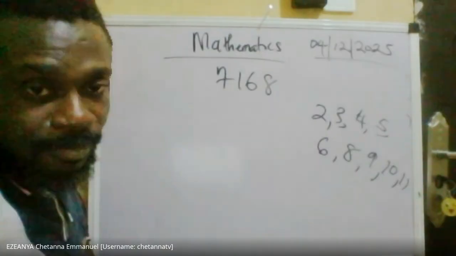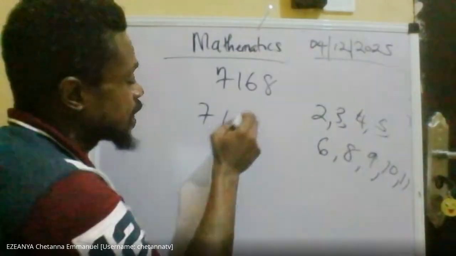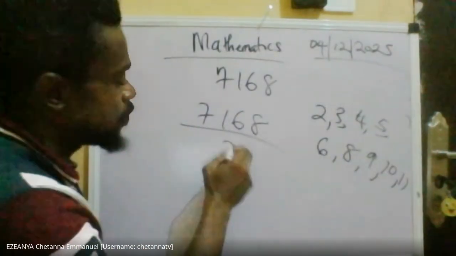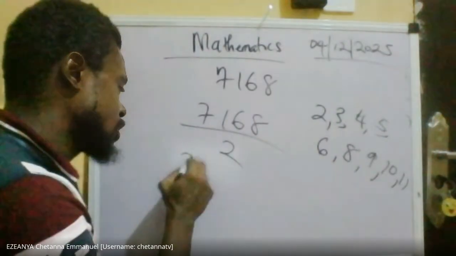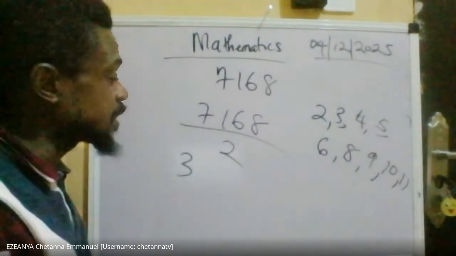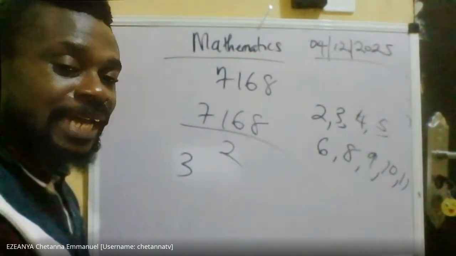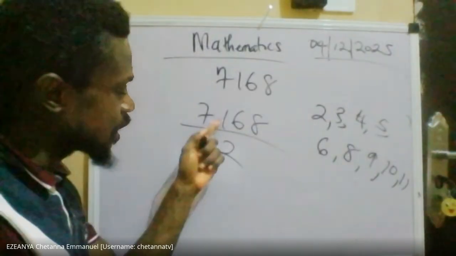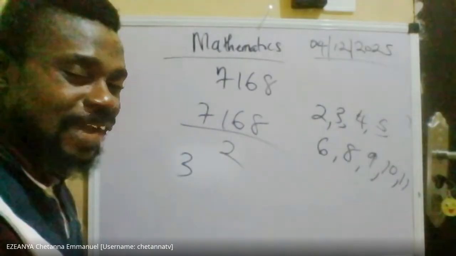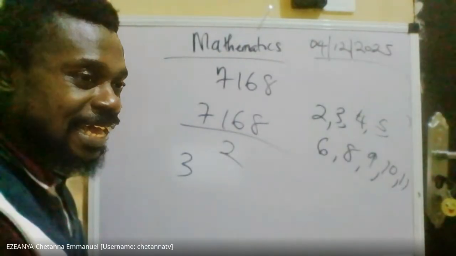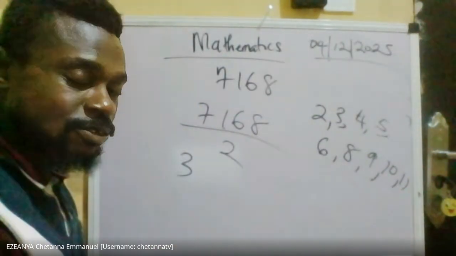Let's look at 3. For the weaker brethren, let me do it. 7,168 divided by 2. 7 divided by 2 is 3. There are 3 2's inside 7. Remember 1. You multiply the remainder by the base you're working on: 1 times 10 is 10, plus 1 is 11. We continue dividing, 11 divided by 2. How many 2's can we find inside 11? We can find 5 as a whole number because 5 times 2 is 10.